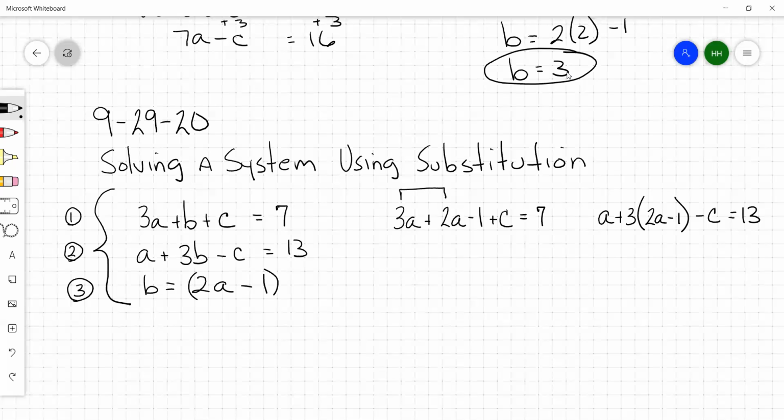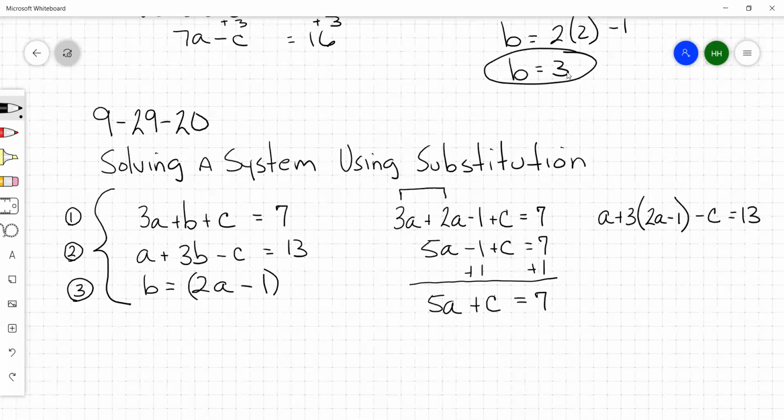So the 3a and the 2a, we get a 5a minus 1 plus c equals 7. We can add 1 to each side. And then we get 5a plus c equal to 8.